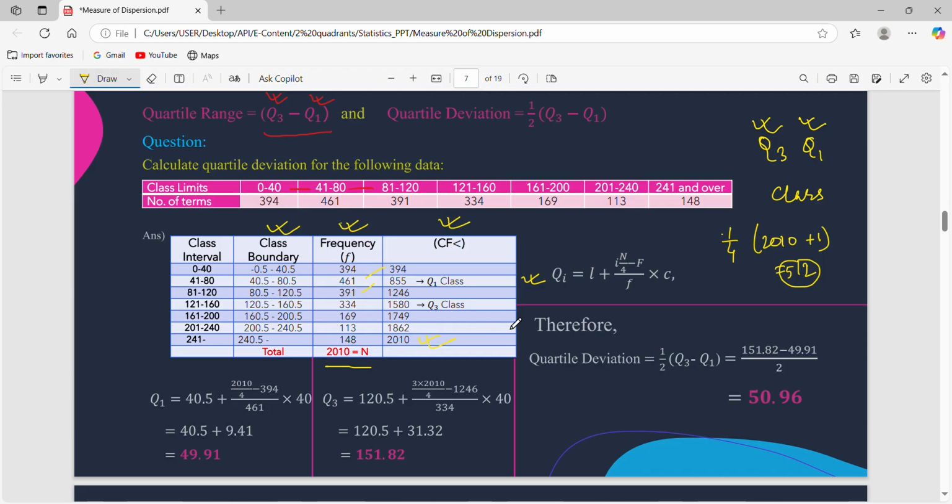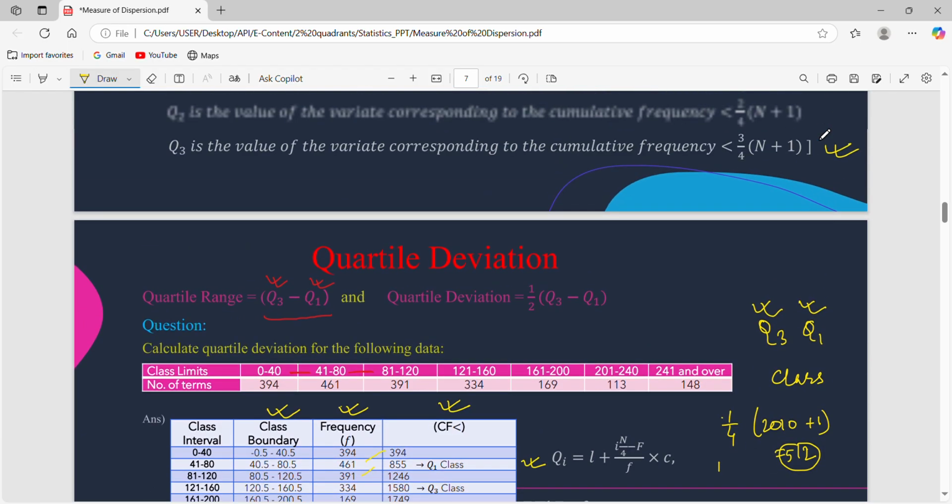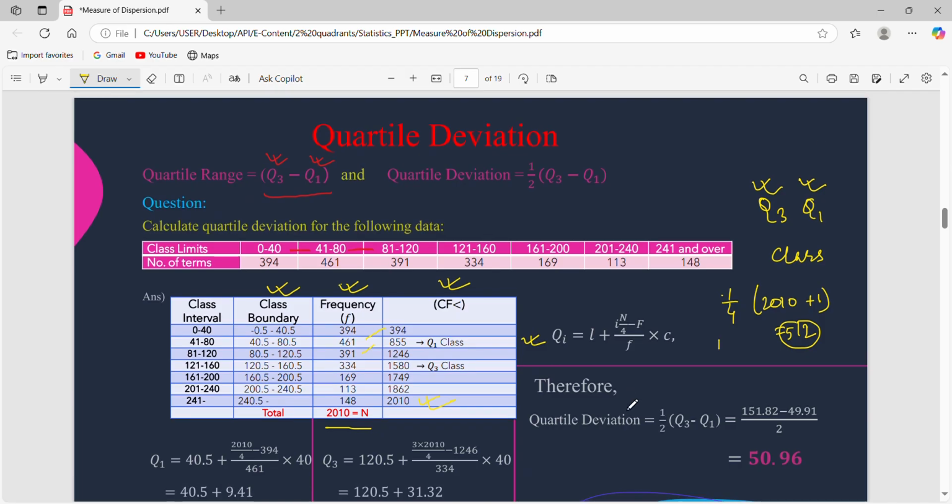Same way for Q3: 3 by 4 into n plus 1, so 3 by 4 into 2010 plus 1. Suppose we get 1508. We have to check just the next value in the cumulative frequency column. The next value is this one, 1580. So this is your Q3 class. The Q1 class and Q3 class we have recognized.